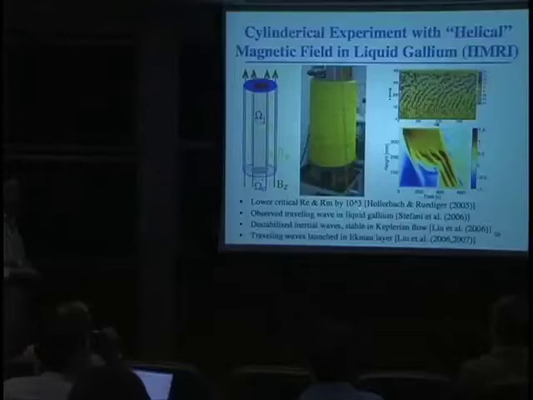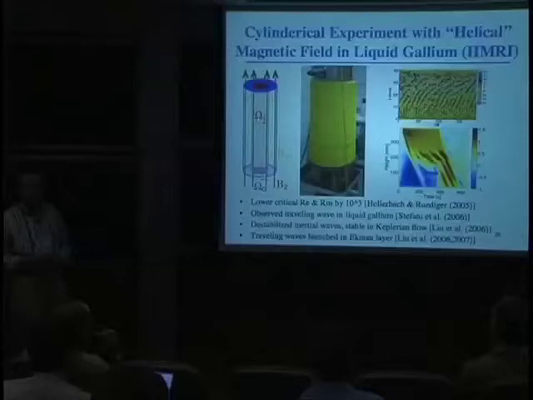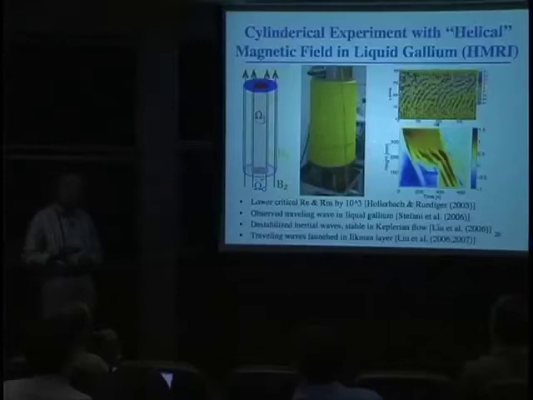This means your Rm is 10 to the minus 3, or 10 to the minus 2, depending on definitions. It's much below 1, and I still have instability. That's very interesting, even though slowly growing, of course. And Stephanie et al.